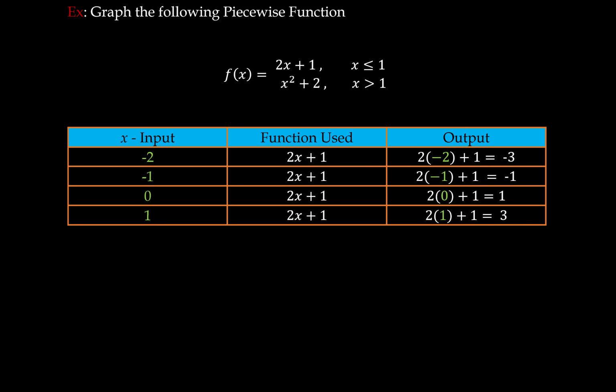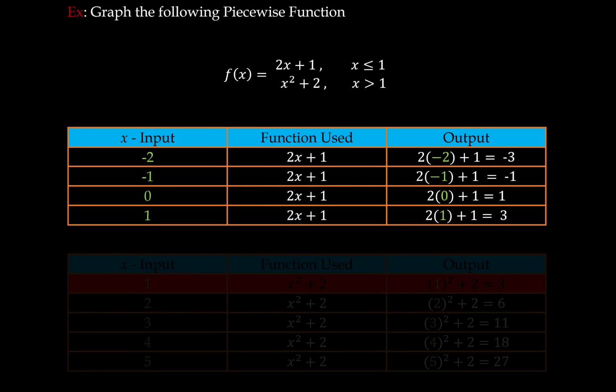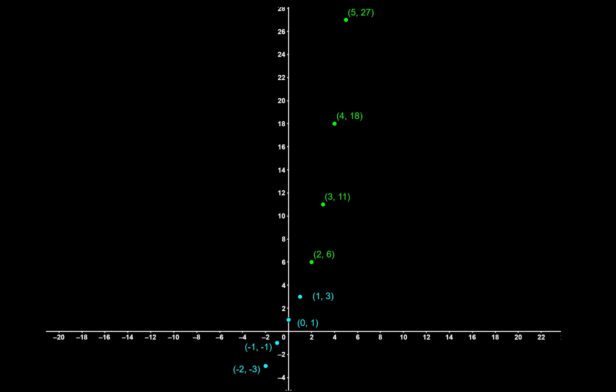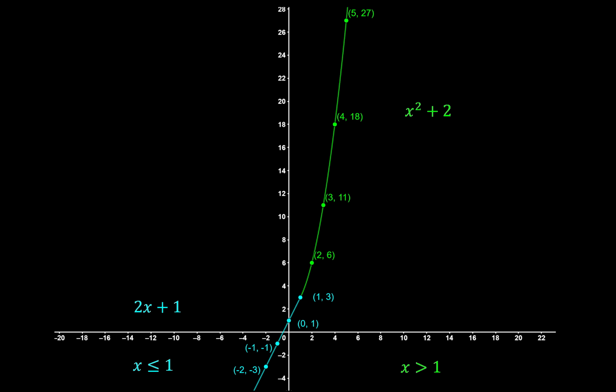Let's start by finding the outputs of the first equation. For the second equation, x equals 1 is not included in our domain. However, I will find its output anyway to get a sense of where my graph is headed. See, if I didn't find the output of x equals 1 for my second equation, and started with maybe x equals 2 instead, I would be forgetting to graph all the outputs for values between 1 and 2.